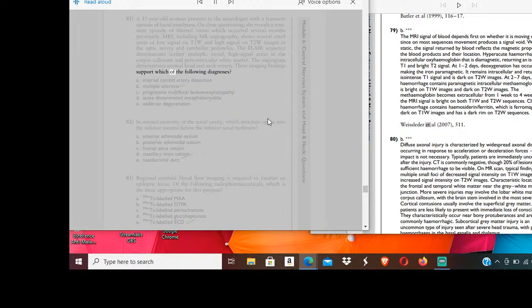These imaging findings support which of the following diagnoses? A. Internal carotid artery dissection. B. Multiple sclerosis. C. Progressive multifocal leukoencephalopathy. D. Acute disseminated encephalomyelitis. E. Wallerian degeneration.